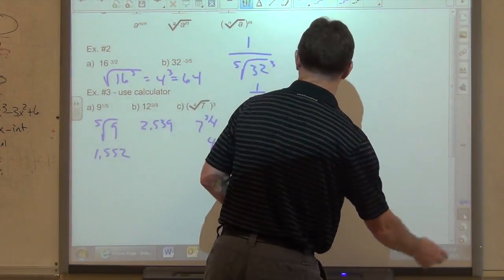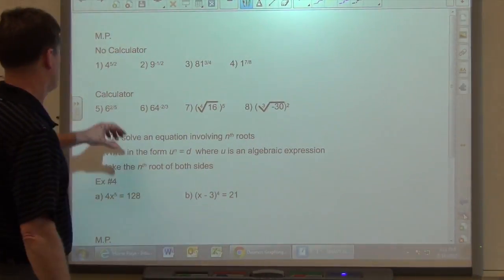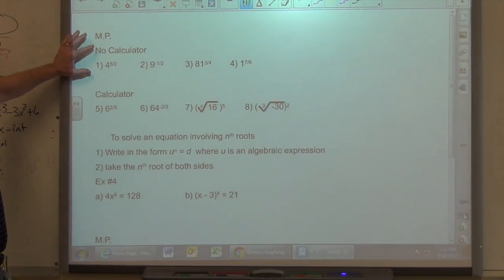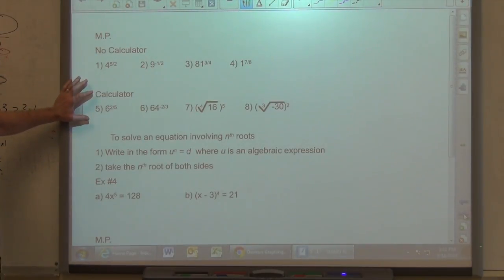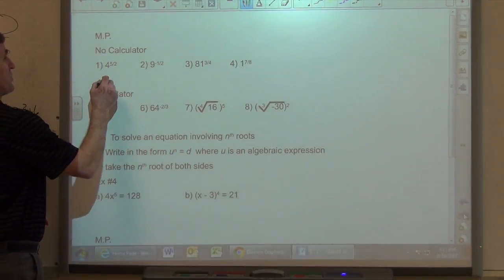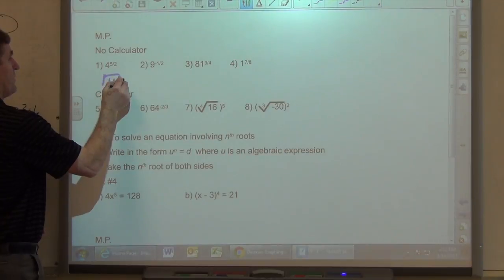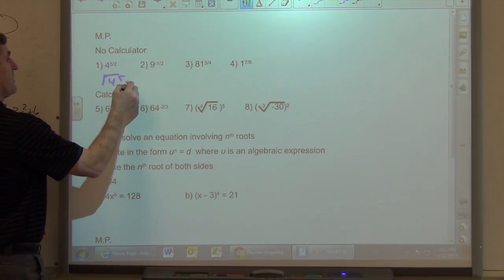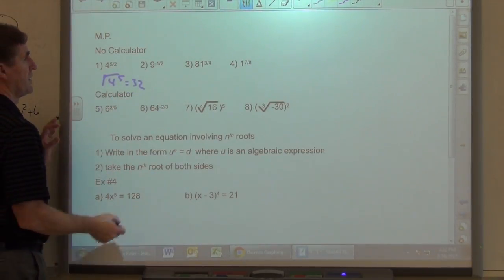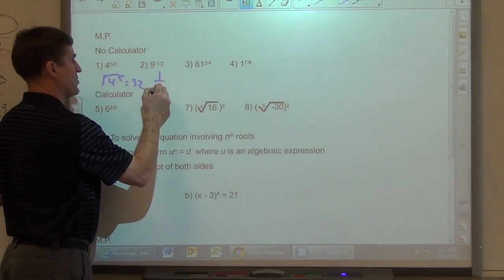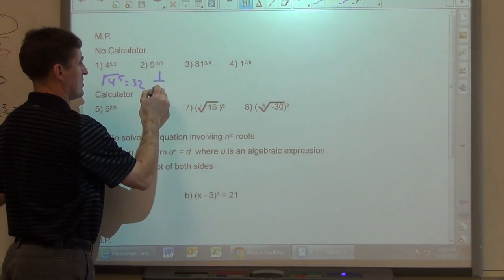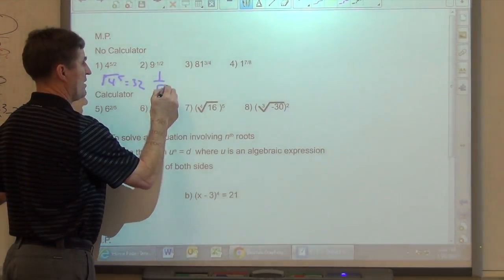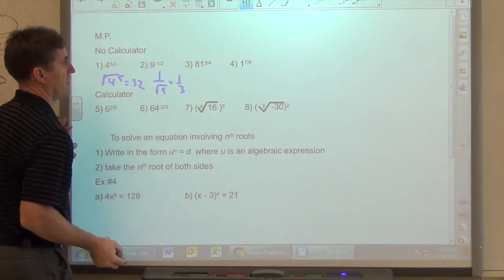So next, I'd like you to try these. Do these without a calculator, then do these with a calculator, and then come back and check and see if you got it right. So this would be the square root of 4 to the 5th. The square root of 4 is 2. 2 to the 5th is 32. And again, a negative 1/2 power, so I put that on the bottom. So that would be the square root of 9, which would be 1/3.